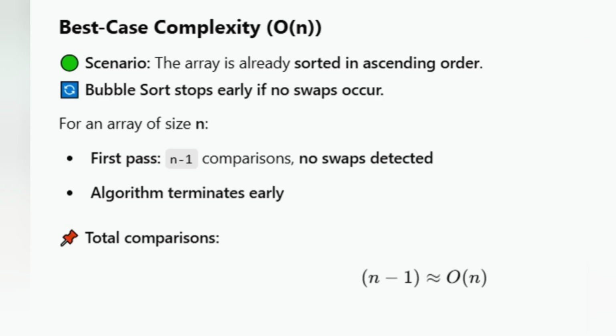In the best case complexity, we get O of n. Why is it O of n? In the first pass, we perform n-1 comparisons. No swaps occur because the array is already sorted. The algorithm detects this and stops early.